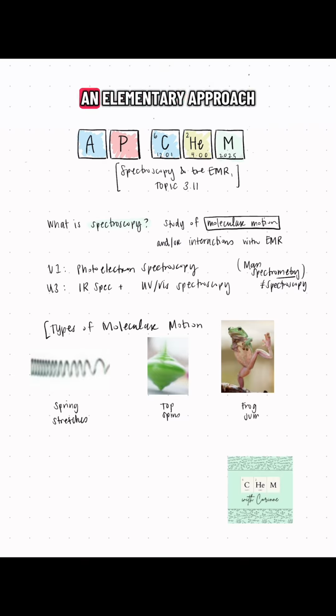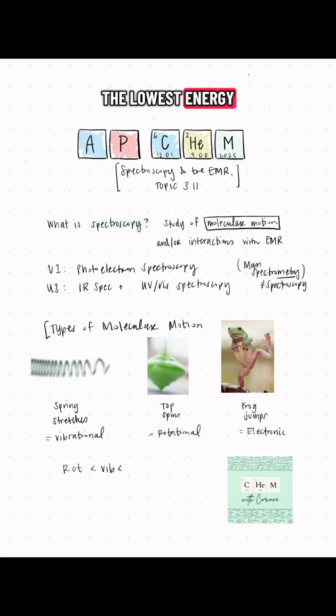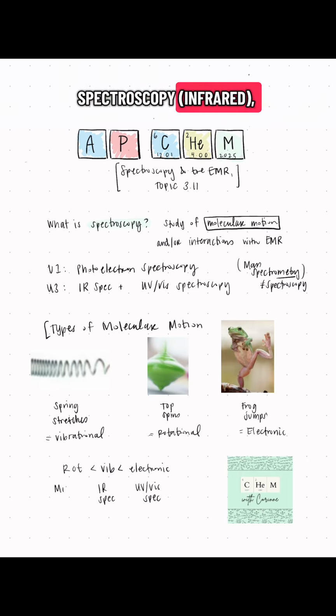And I know this is such an elementary approach to spectroscopy, but this is what you need to know in AP Chemistry. You need to remember that rotational energy is less than vibrational energy, which is less than electronic. And then you can match that with the type of spectroscopy associated with each type of molecular motion. The lowest energy will also be the lowest energy form of EMR. So rotational energy is what we use in microwave spectroscopy. We're looking at vibrational energy in IR spectroscopy, infrared, and then we're looking at those electronic transitions in UV-vis spectroscopy.